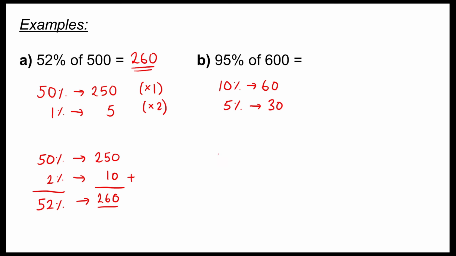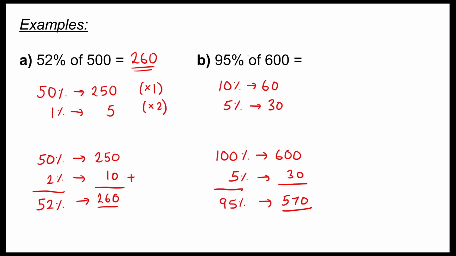And I can therefore say that to get 95%, I want to start off with 100%, which is absolutely everything, so 600, and subtract from that 5%, which we've just worked out to be 30. Doing so, 100 take away 5 gives me the 95% that I need, and my answer, 600 take away 30, is 570. That means that 95% of 600 is 570. You might find some of these shortcuts really useful to help you get your answers a little bit quicker.